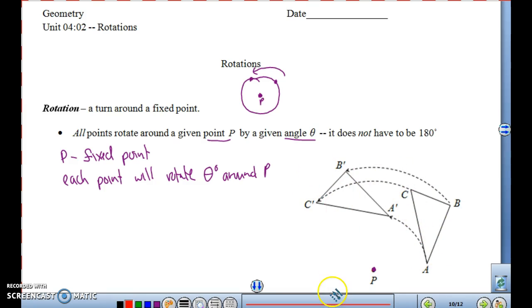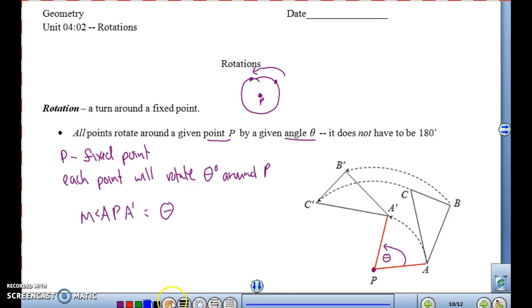So if we look at it as a turn from here, and A ends up at A prime right here, this is the angle that it turns. This would be theta, whatever it happens to be. If it's 45 degrees, 60 degrees, 90 degrees, whatever it happens to be. It doesn't have to be 180, it can be any turn. So the measure of angle A, P, A prime will equal theta.